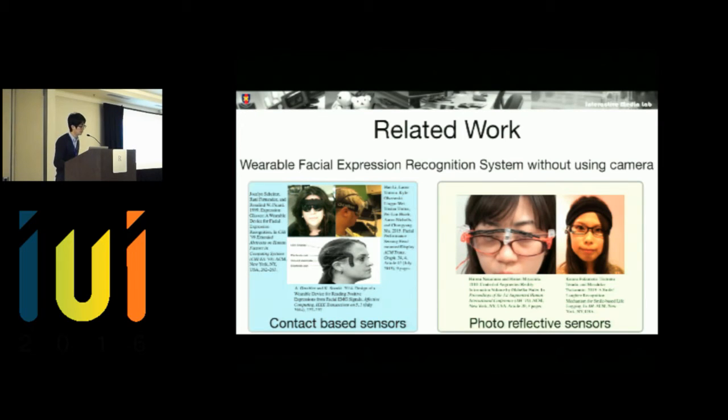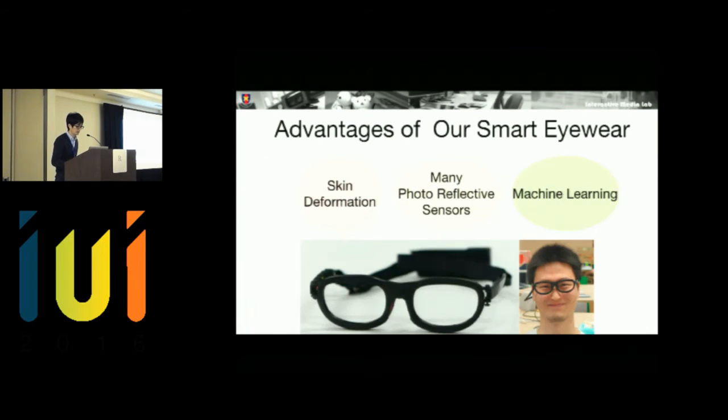So we use a number of photoelectric sensors to detect various facial expressions. The characteristics of our smart eyewear can be described with 3 keywords: skin deformation, many photoelectric sensors, and machine learning.